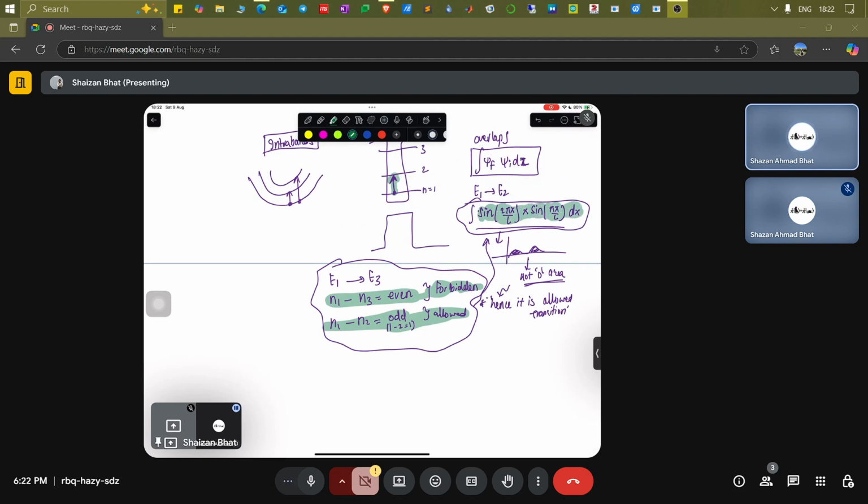If you multiply these two sine functions along with the dipole element, you get a function. Then you need to compute the overlap integral, the area under the curve. Accordingly, you can compute whether it will be zero or non-zero. That's as simple as that.